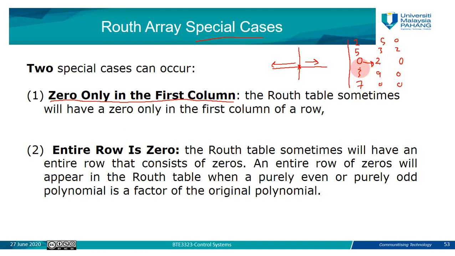The second case is that the entire row is 0. That means instead of having 2 here, you have 0, 0, 0. So the whole row is 0. If the whole row equals 0, this will not allow you to complete the calculation of the Routh table, because all these values become 0. This is the case if you have an entire row of zeros. So these are the two cases you need to consider while constructing your Routh table, and in these cases you have to construct the Routh table in a different way. We will see an example here.